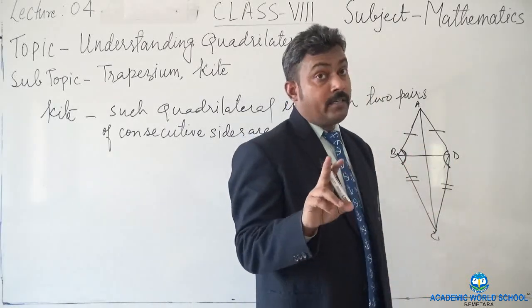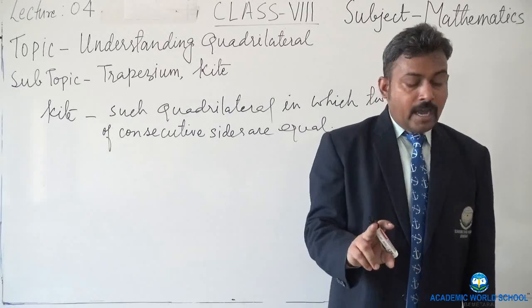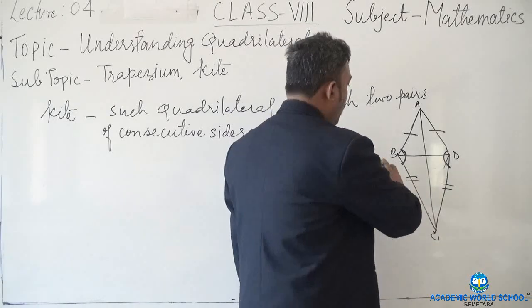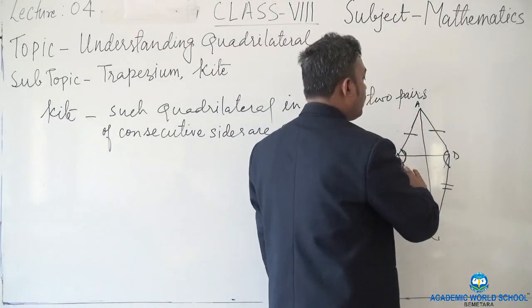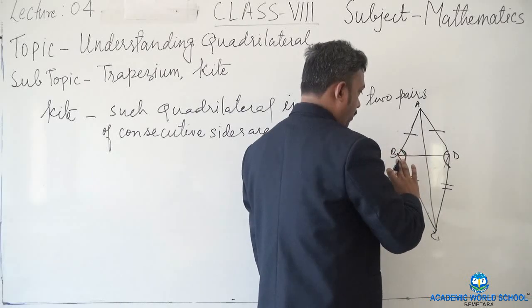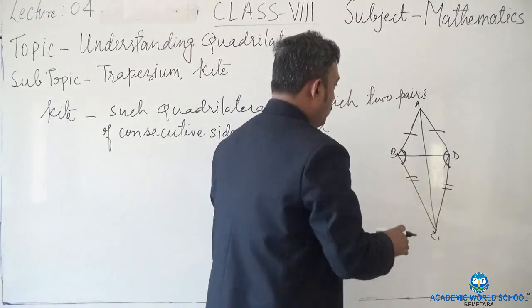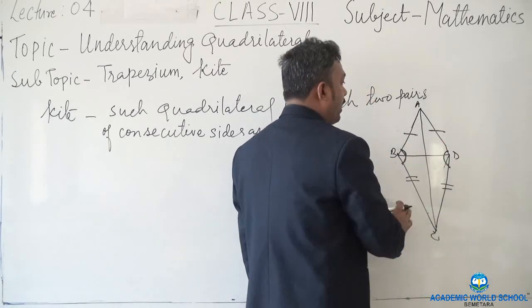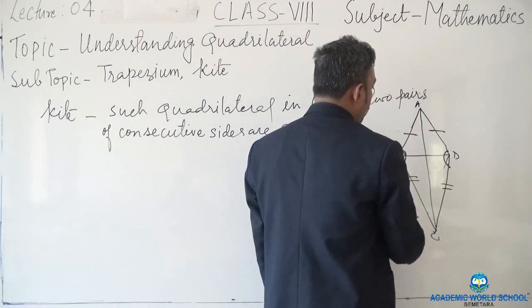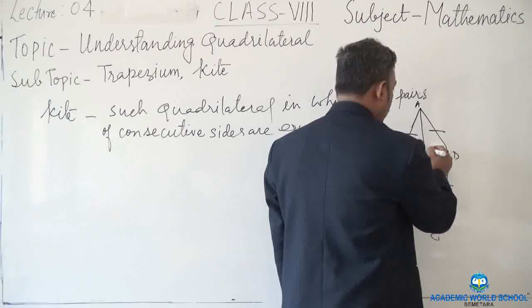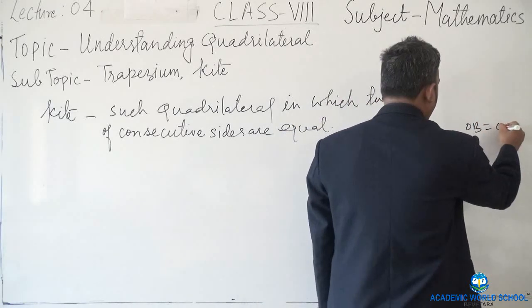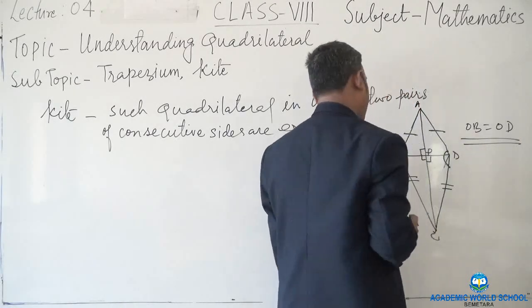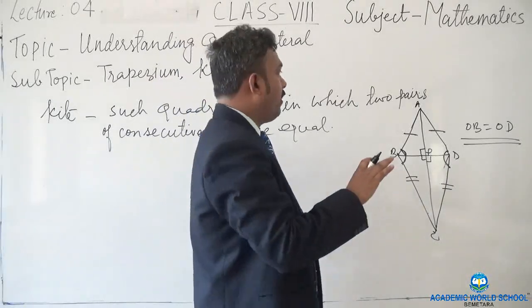So there are two properties related to the diagonal. The first property is the diagonals are perpendicular to each other, and one diagonal bisects the other diagonal, not each other. According to this diagram, the AC diagonal will bisect the BD diagonal, which means OB will be equal to OD, and here these angles will be 90. So these are the properties of kites.